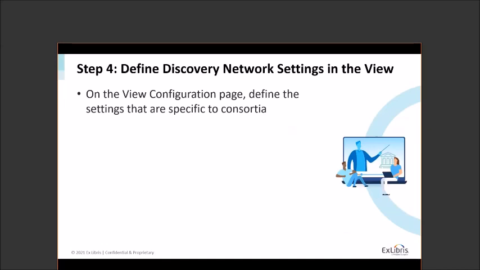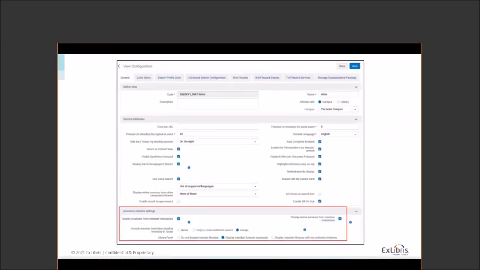The final step in the configuration is to define discovery network settings in the view. On the view configuration page, you need to define some settings that are specific to consortia. Let's see how it looks. Here I'm on discovery, configuration, configure view.